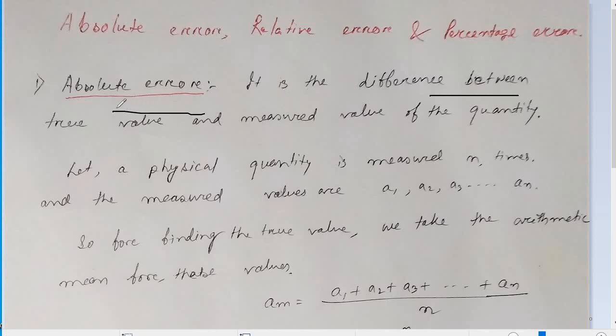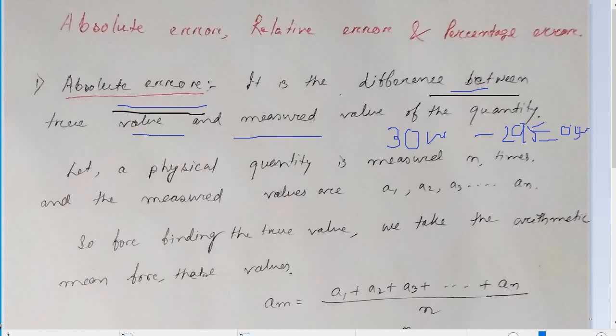The first one we are going to learn is absolute error. Absolute error is the difference between the true value and the measured value of the quantity. Suppose for any length the true value of the quantity is 30 centimeter and we are getting 29.5 centimeter, then the absolute error will be 30 minus 29.5, that is 0.5 centimeter.